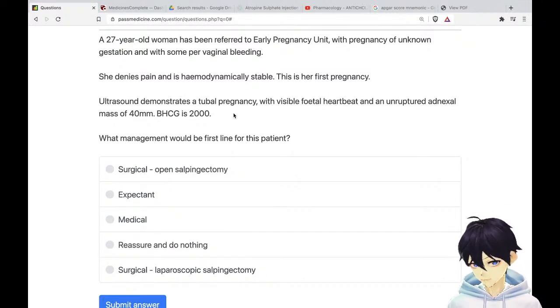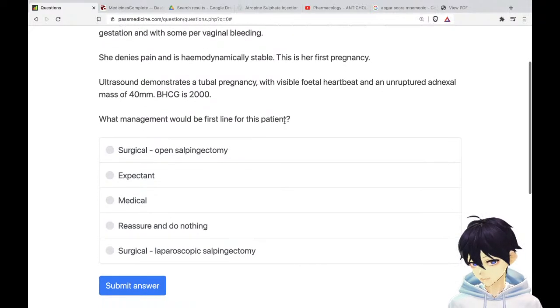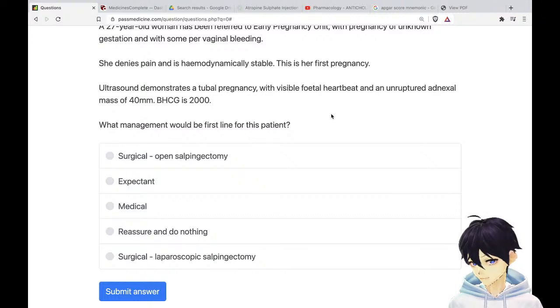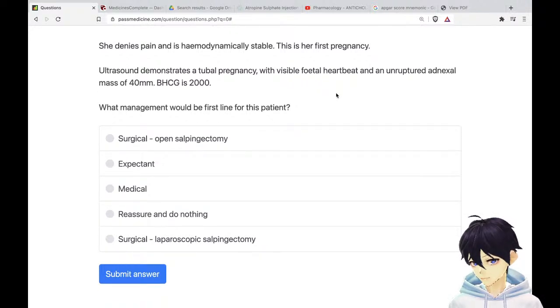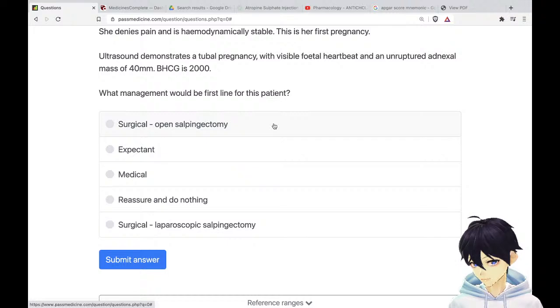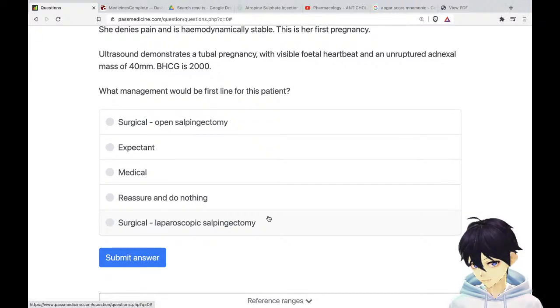I don't remember the thresholds anymore. There's medical management and surgical management, I think. And depends whether the fetal heartbeat is there or the size or the beta HCG level. You would choose one over the other. Because there's a fetal heartbeat, I would opt for surgical. Either open or laparoscopic. Which one?